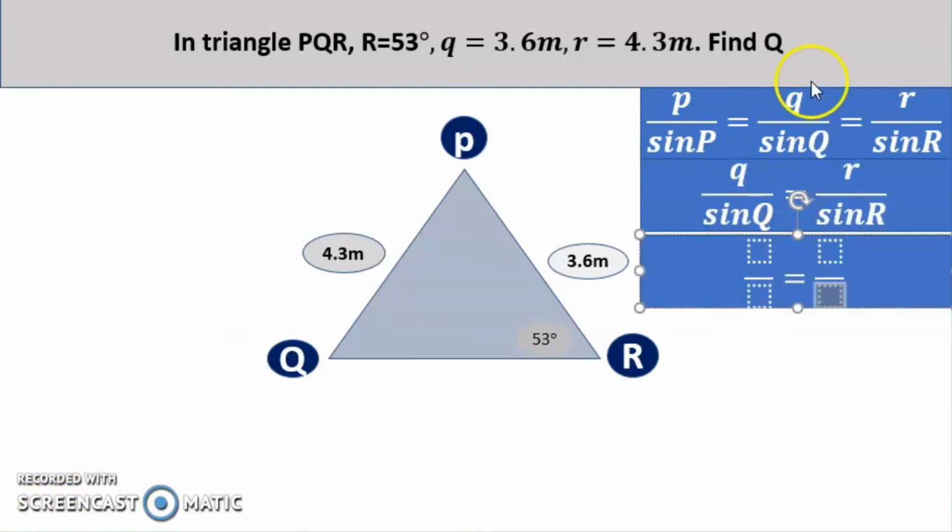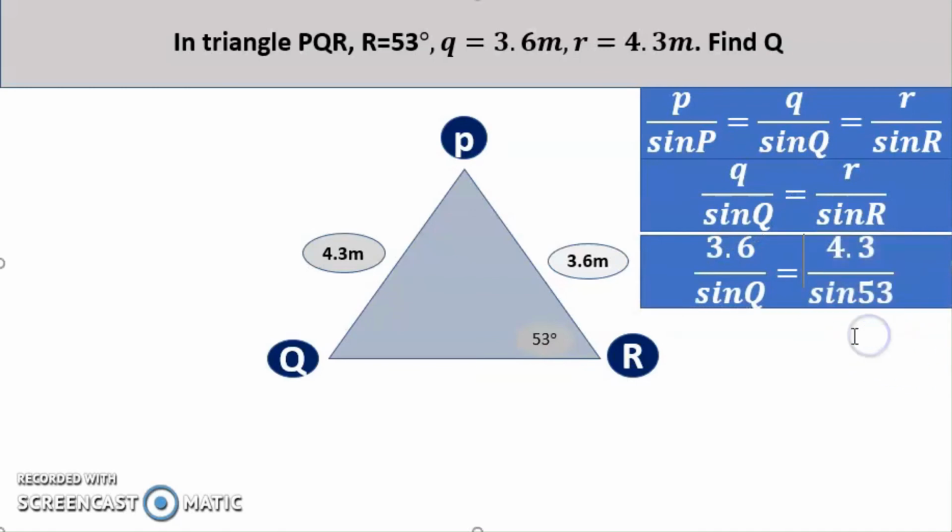So substituting, we have our q, which is the side of Q, to be 3.6 meters. So we write 3.6 meters in place of q. Now our sine Q is what we are looking for, so we still maintain our sine Q. Our r, which is the side of R, is 4.3 meters. So anywhere we see r, we put 4.3 meters. Then our sine R, angle R is 53 degrees. So we can have sine 53 degrees.